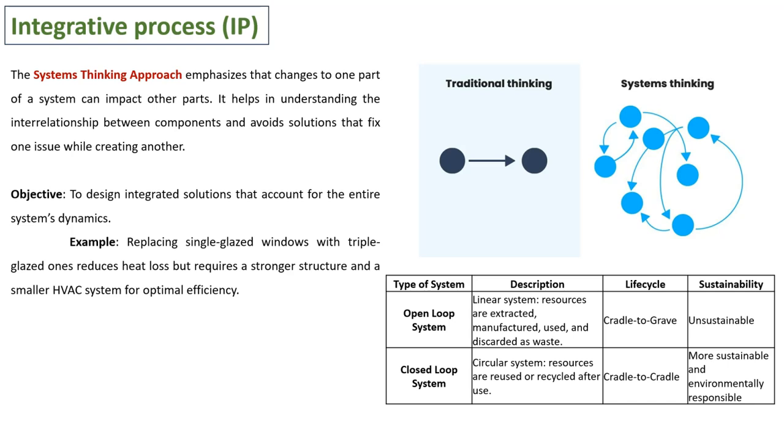Resources are extracted, manufactured, used, and discarded as waste. Right. Closed loop means it's a circular system. You are trying to address resource utilization and other recycling potential. Right. So that's what the systems are trying to convey: open loop and closed loop. So for becoming more sustainable, your building project system should work as a closed loop system, right?